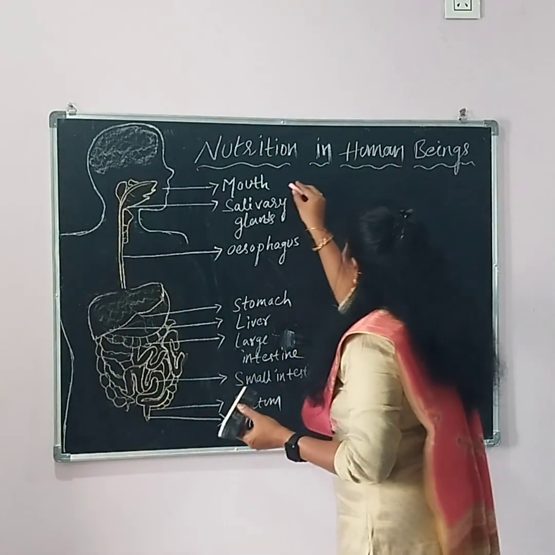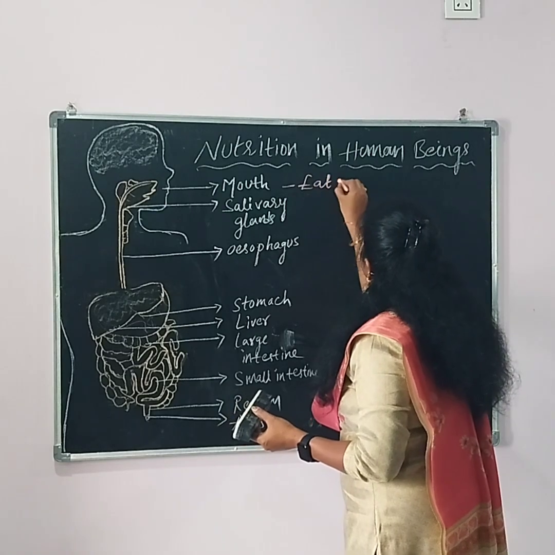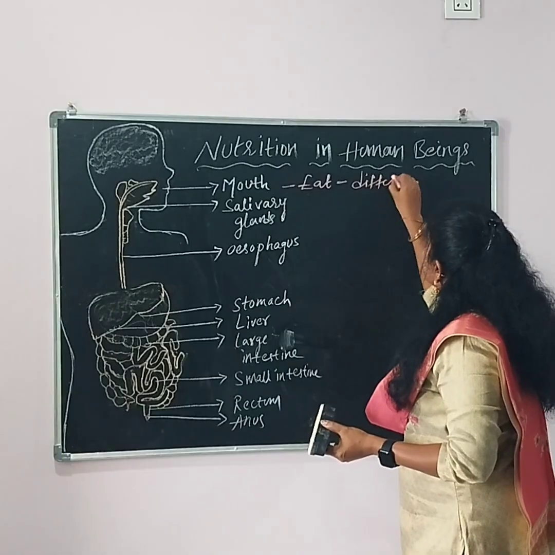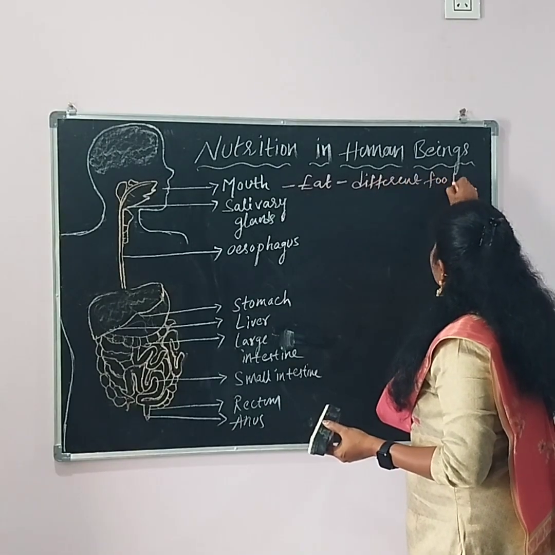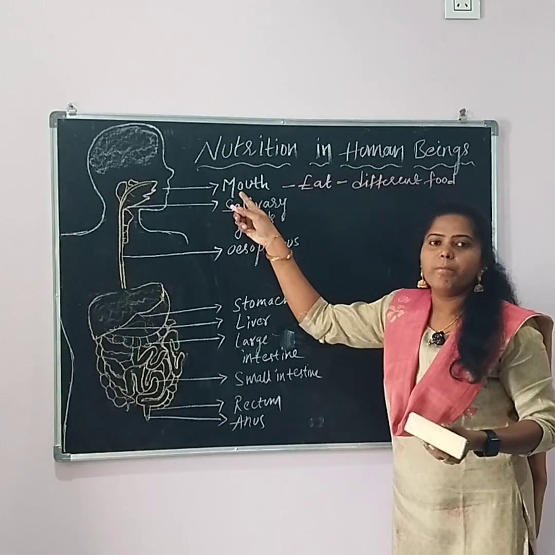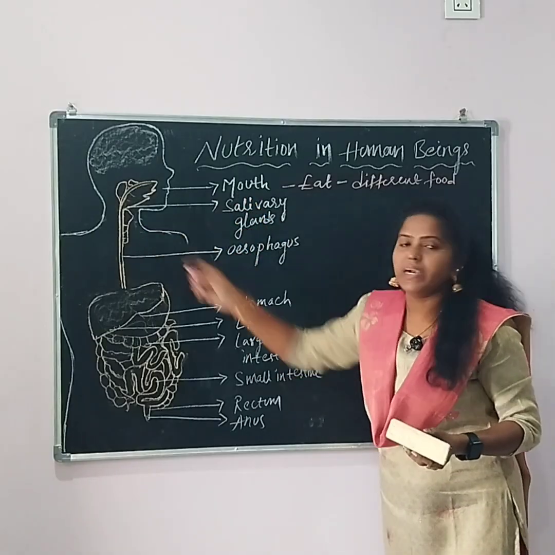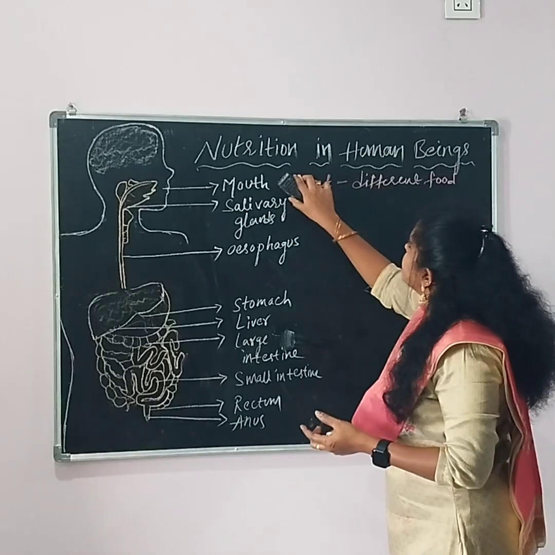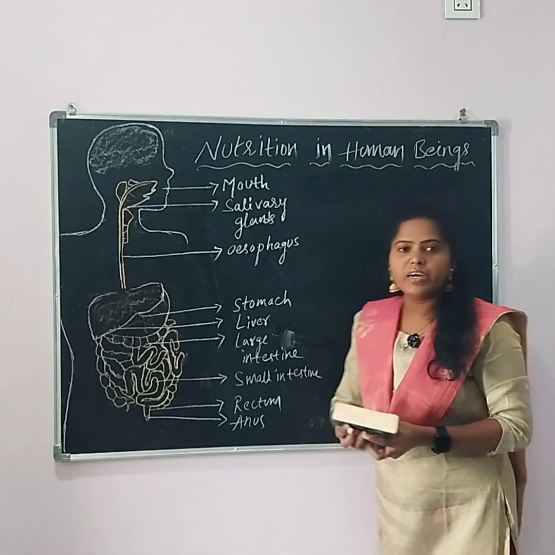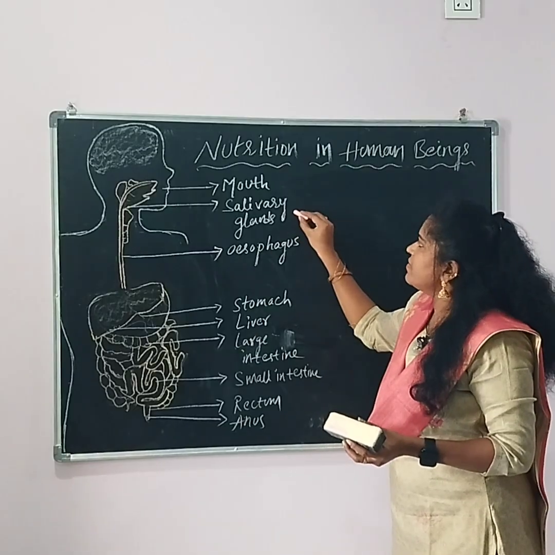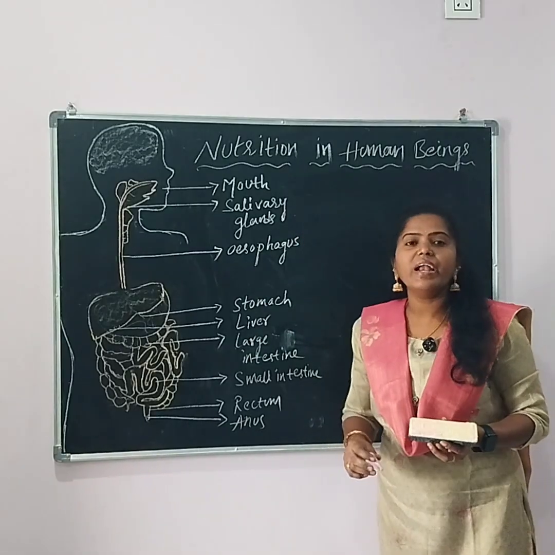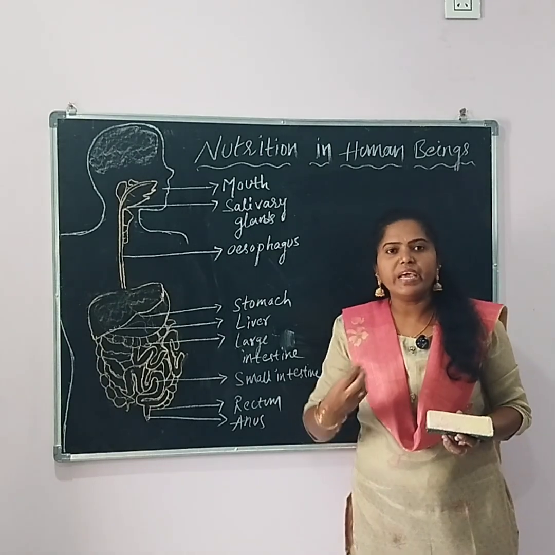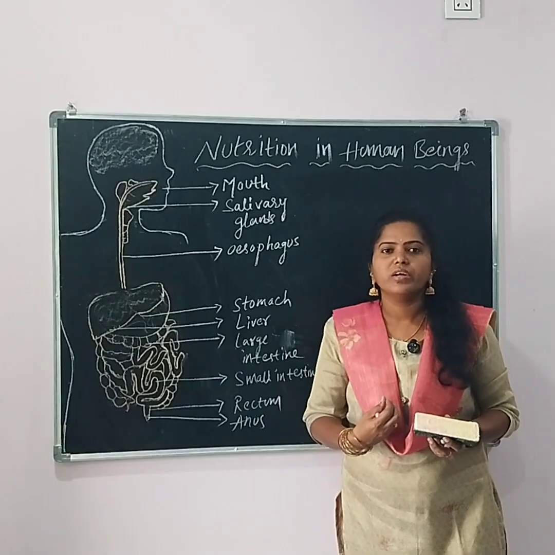Mouth. We eat different food items, and the food passes from the mouth to the next part. What is that? Esophagus. But here in the mouth we see the tongue, the salivary glands that produce saliva, and also the teeth. We take the food with the mouth, and that food is cut and crushed by our teeth.